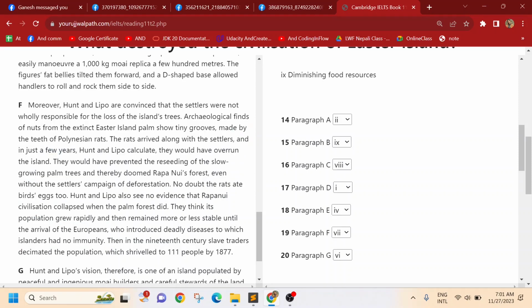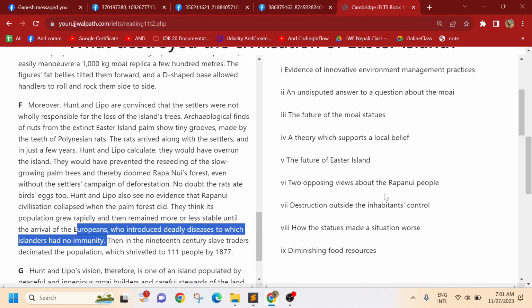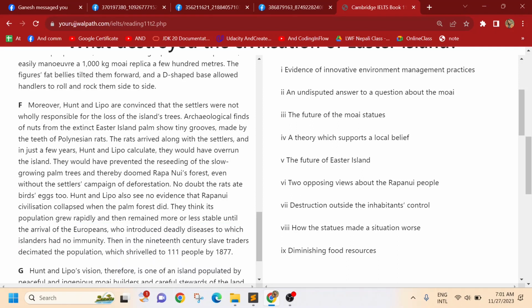And later on, what we see over here is when Europeans arrived and they brought a disease to which islanders had no immunity, and destruction outside the inhabitants' control. If they did not have the immunity, then it is destruction outside the inhabitants' control, right? So it means local people didn't have control over the disease they were exposed to. So this would suggest number 7, which we are not going to change.